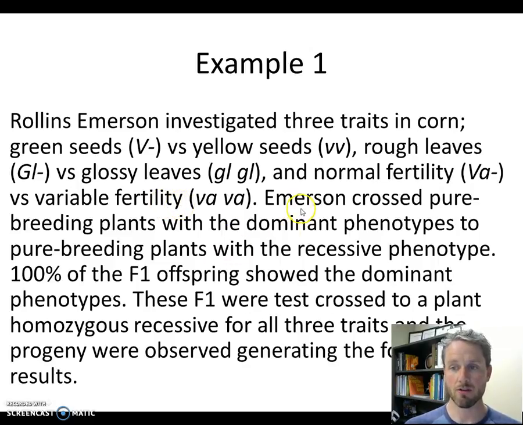All right, so Emerson crossed some pure breeding plants with the dominant phenotypes to pure breeding plants with the recessive phenotypes. Notice that 100% of the F1 offspring had the dominant phenotypes. That makes sense. And then he took those F1s and test crossed them to a plant homozygous recessive for all 3 traits. We'll talk about test crosses more, but anytime you do a test cross, you're going to cross to a plant that is homozygous recessive for every trait. So we told you that in the question.